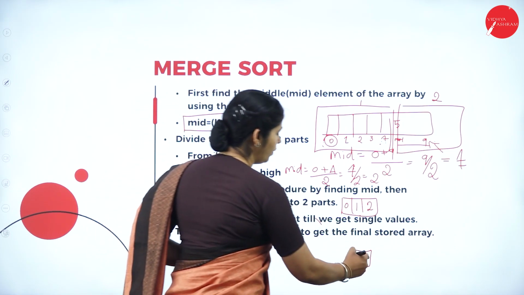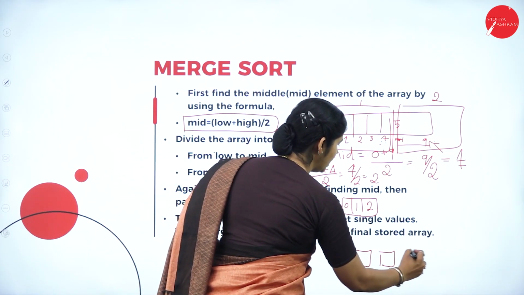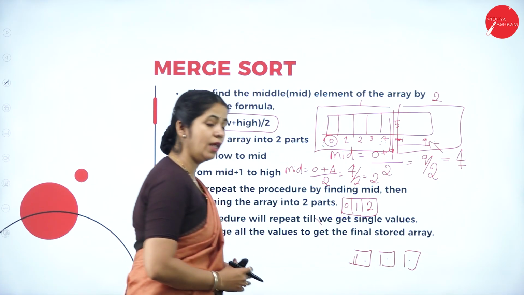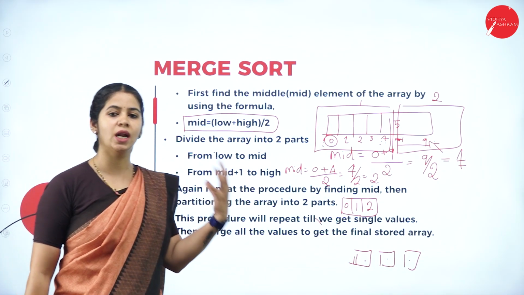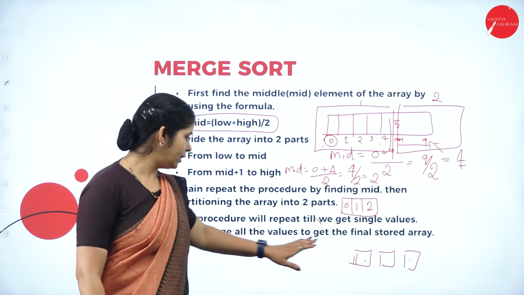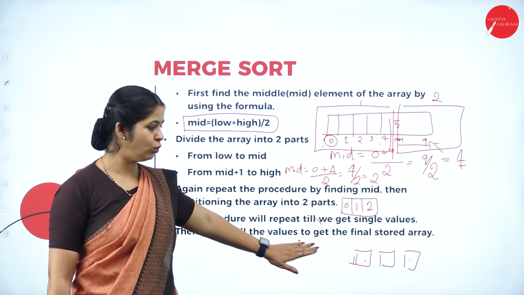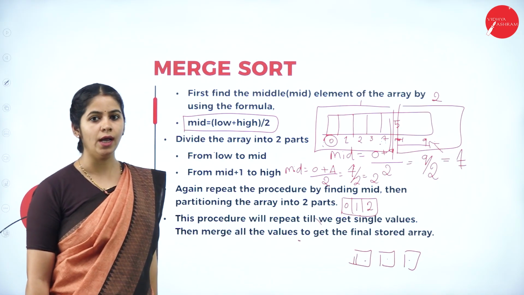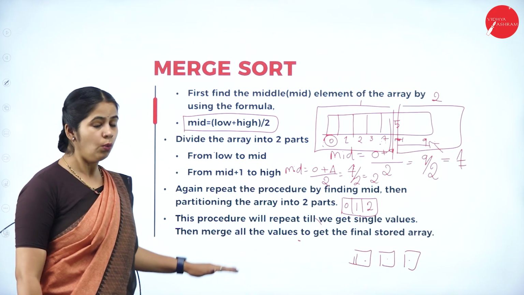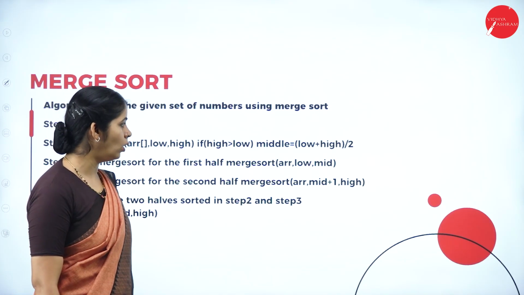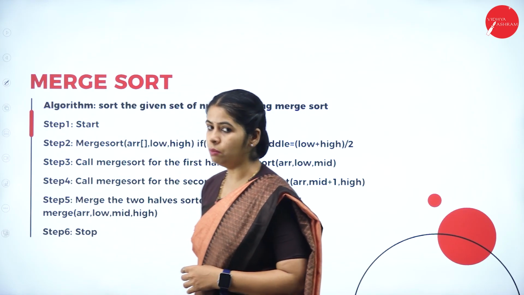Then what we have to do? We have to merge all the single values depending on their values, whether it is greater or smaller, and then merge accordingly to get the final sorted array. This is how merge sort is going to work. Let us see the algorithm we have for merge sort.